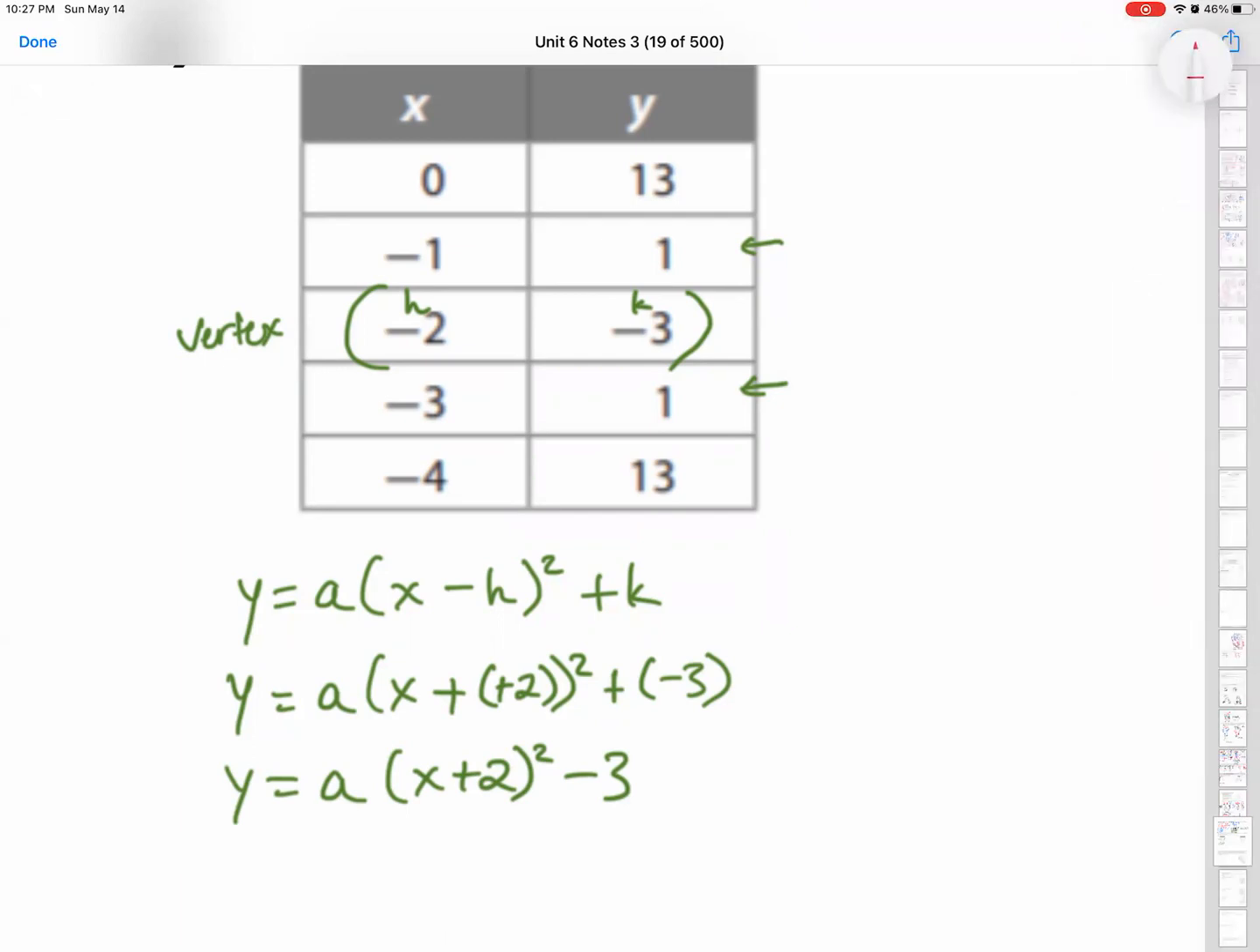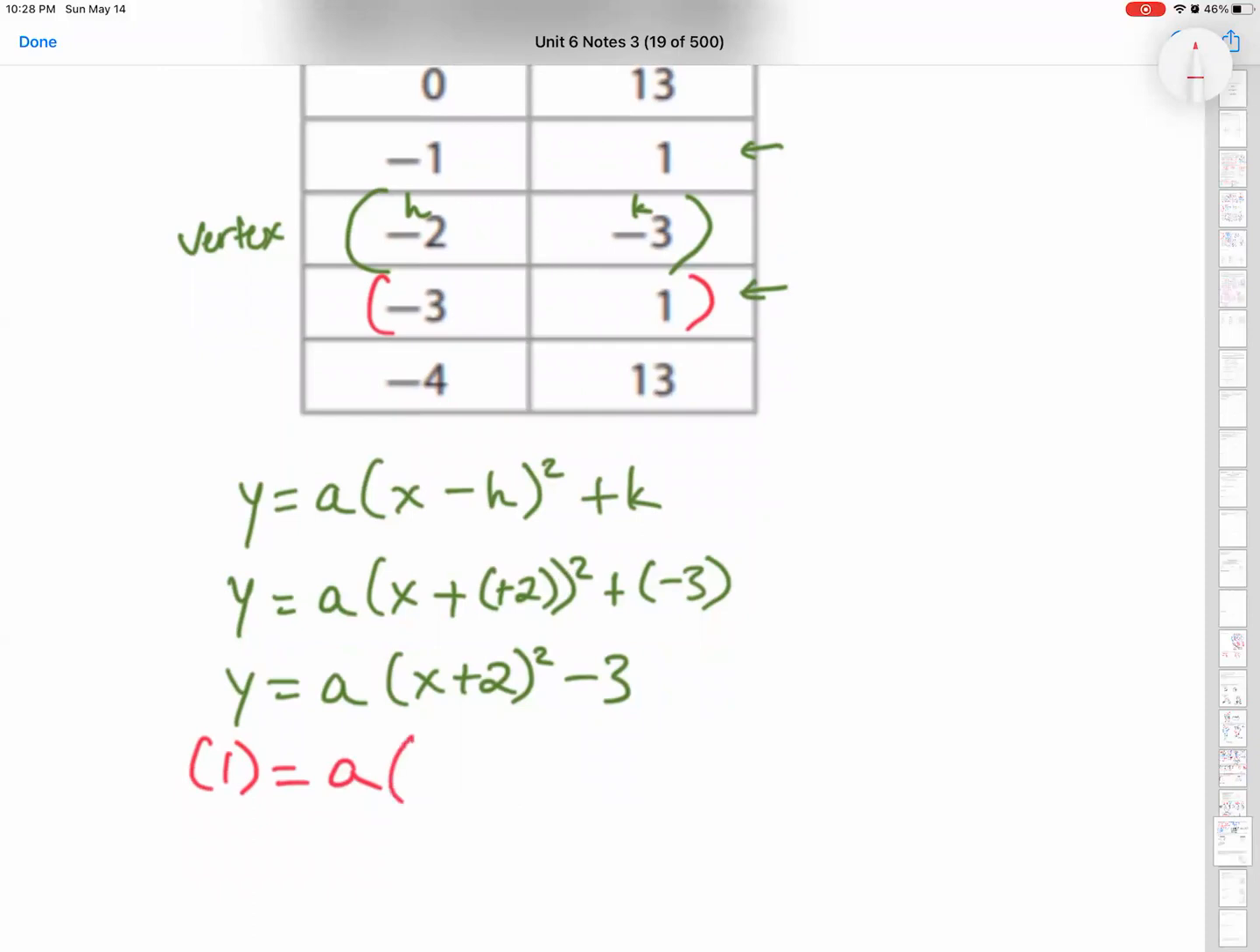Now with this, you can have pretty much any point to be able to use. So really, sky's the limit. You can use 0, 13. It doesn't really matter. Just for the sake of maybe some different numbers, I'm just going to go with -3, 1, just to illustrate that you can do this with anything. So here we have 1 equals some a that we don't know times (-3 plus 2) squared and then -3. So we end up with 1 equals a times, this would be a value of (-1) squared.